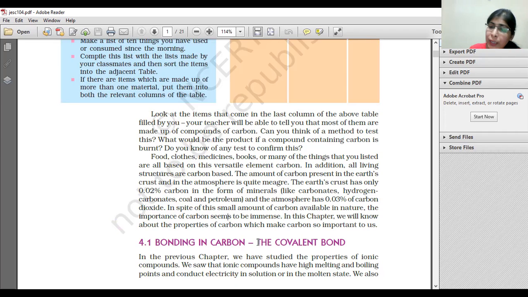And what kind of bonding is there in carbon? There are two types of bonds: one is ionic bond, the other is covalent bond. Carbon compounds only do covalent bonding.